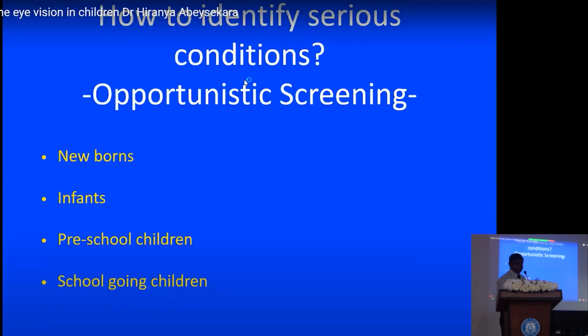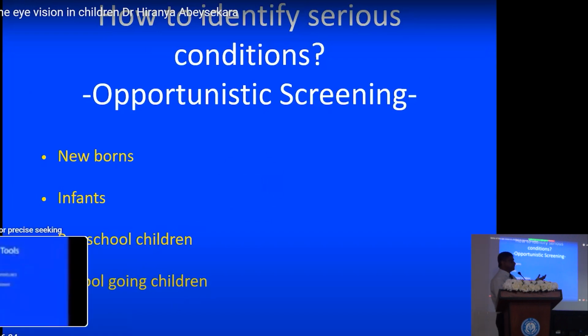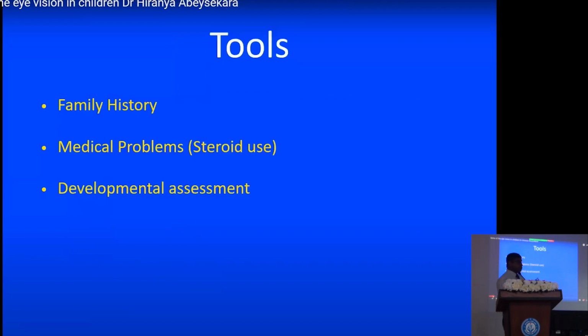So when children come to you, how often do you ask about their ocular health? How often do you ask about the history of their visual milestones? Sometimes you might forget, but it's very important because children can hardly complain about their visual symptoms. Their ability to complain regarding their visual symptoms is very low. They don't say, I can't see. Even older children don't.